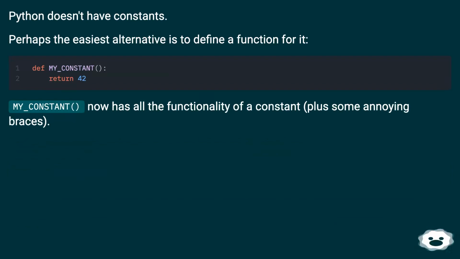Python doesn't have constants. Perhaps the easiest alternative is to define a function for it. my_constant() now has all the functionality of a constant, plus some annoying braces.